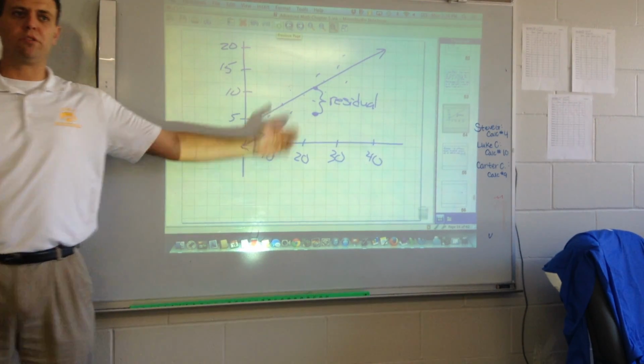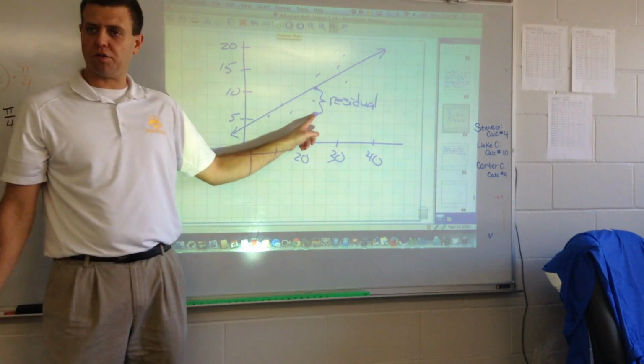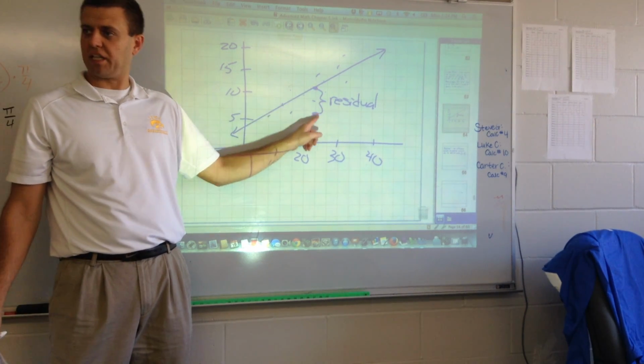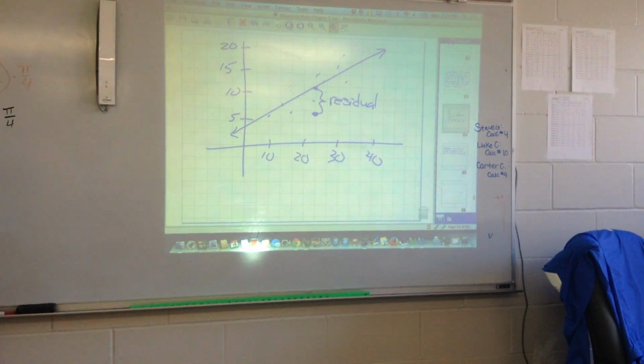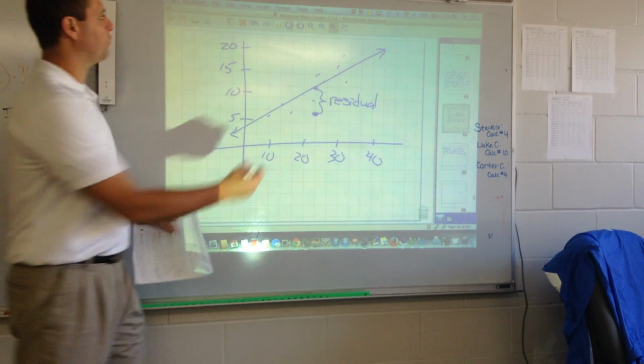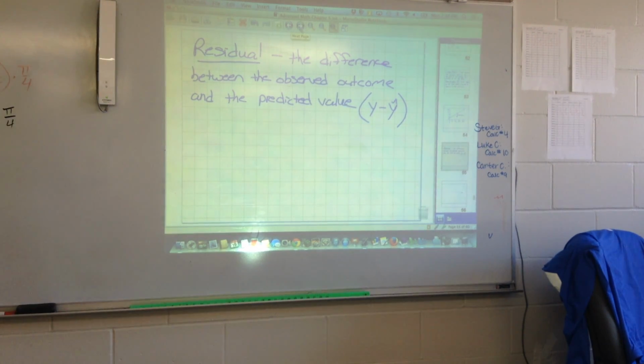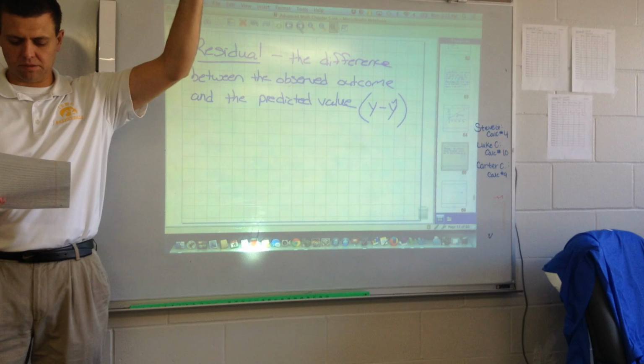So back here, would my residual be positive or negative? Negative. If I take my observed value and subtract the predicted value, I'd be taking a smaller number, subtracting a larger number, so I'd get a negative value for the residual. If you get a negative residual, the observed value ended up underneath the line. If you get a positive residual, it ended up higher than what the line predicted. That makes sense?